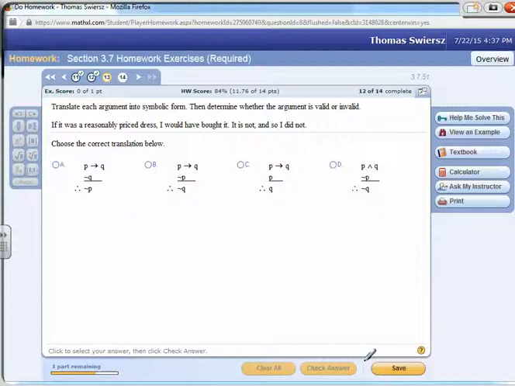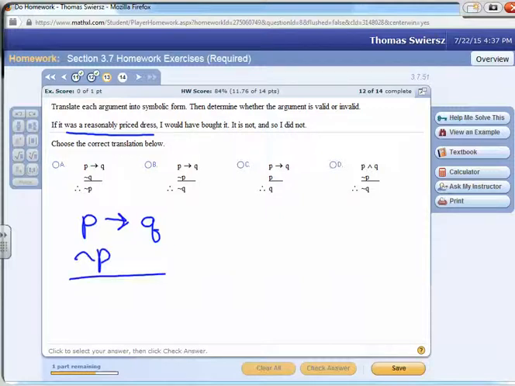Okay, so if it was a reasonably priced dress, so I guess everything starts with P, so we'll say that is P. Then I would have bought it, which we'll say is Q. It is not, meaning it is not reasonably priced. You're assuming it is not reasonably priced, right, even though I don't say it. So that is the negation of P.